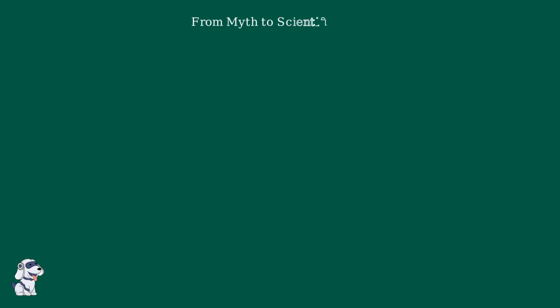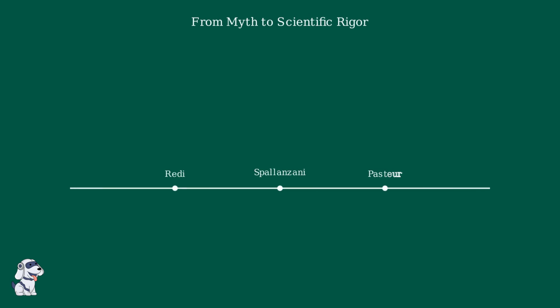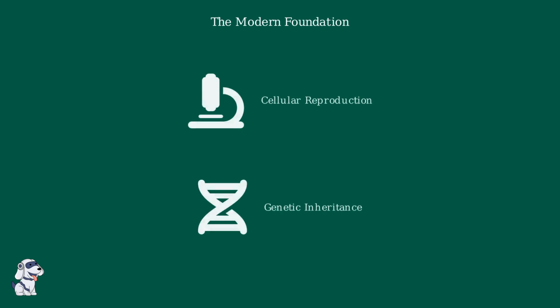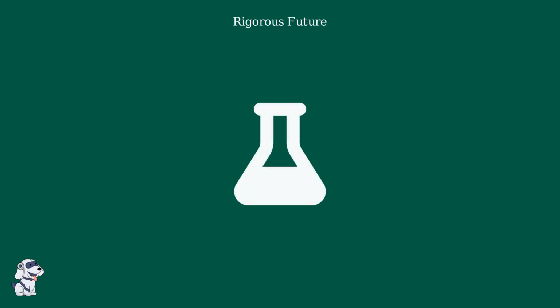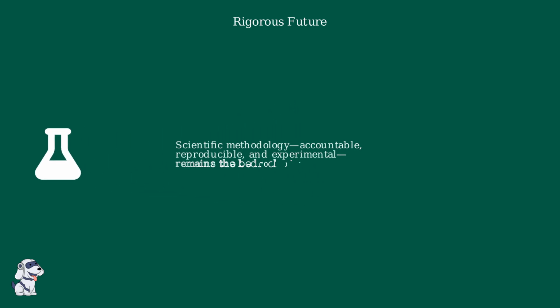From the ancient Pneuma of Aristotle to the rigorous controlled experiments of Louis Pasteur, biology has transformed from speculative myth into a foundational empirical science. Today, our focus has shifted entirely to cellular reproduction and genetic inheritance. These mechanisms are the keys to understanding life, health, and disease in the modern era. The standards of rigor established by these experiments are now the bedrock of clinical trials, vaccine development, and hospital protocols. This journey continues as we apply the scientific method to solve the future's greatest biological challenges.